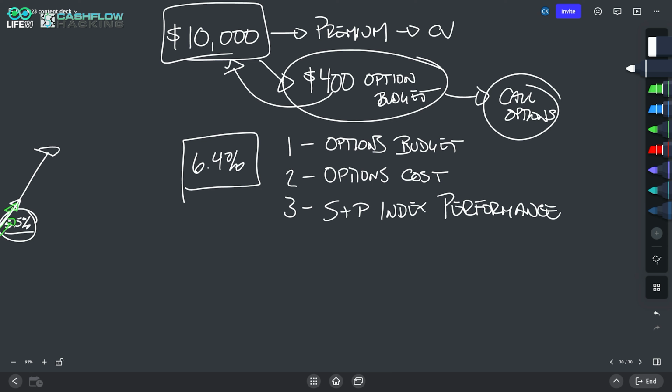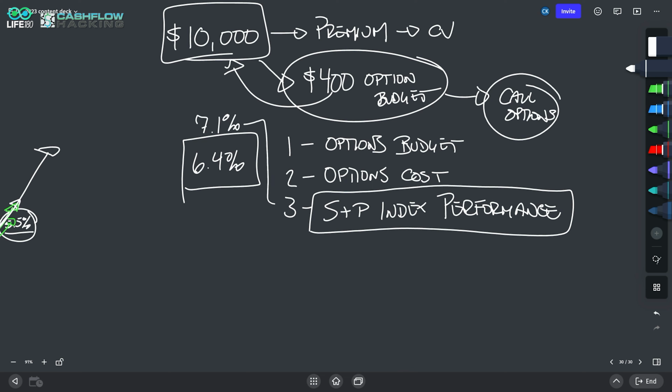In the assumed column, they're going to look at that and go, all right, this is a conservative assumption, because they're going to look back and say, oh, we got a 30-year historic look back of this S&P index, and it's averaged 7.1% over that time. So they go, oh, 6.4 is a really conservative assumption. Well, that's got nothing to do with it, because really it's the options budget and the options cost.